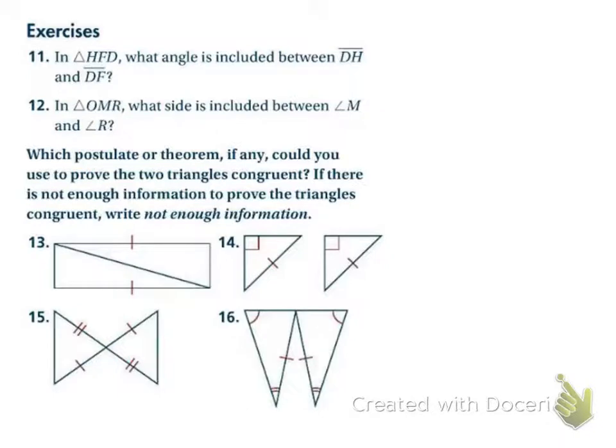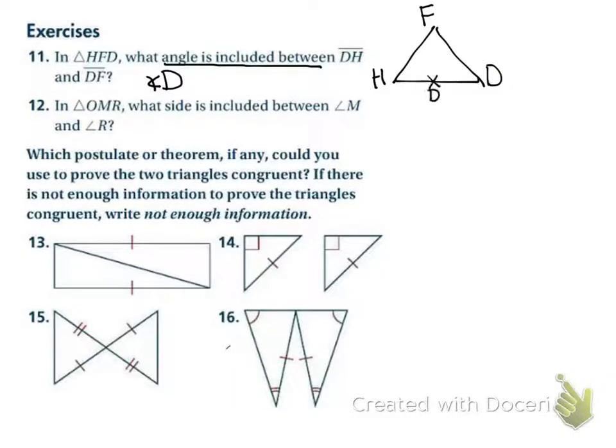In number 11, we need to figure out what angle is included between DH and DF. The way we can figure out the angle that's included is usually look at the letter they have in common. If I look at those, DH and DF, they both have angle letter D, so we say angle D. Now if we drew this out though, just to check, we have DH right here, we have DF right there, so the angle D would be the angle between it.